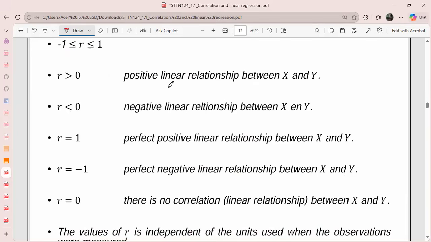So this one, when R is greater than 0, that's when R is positive. We say that there's a positive linear relationship between x and y. If R is less than 0, then there's a negative linear relationship between x and y. When R is equal to 1, you get exactly 1, that's a perfect positive linear relationship between x and y. If it's negative 1, then it's a perfect negative linear relationship between x and y. But if you get R equal to 0, then we know that there is no correlation between x and y. So that's how you get the whole thing.